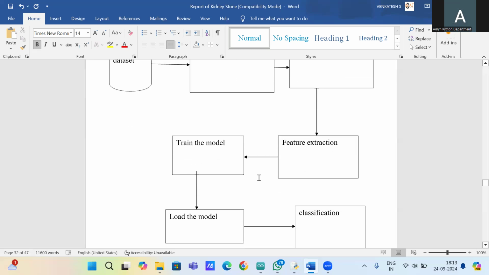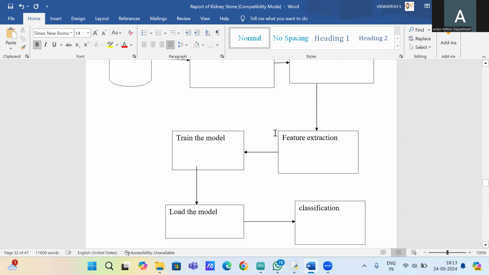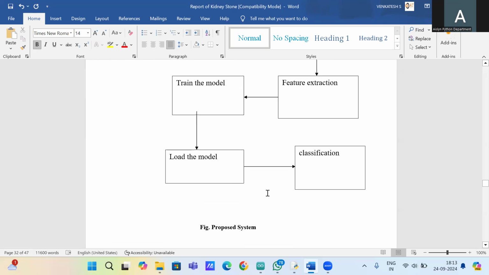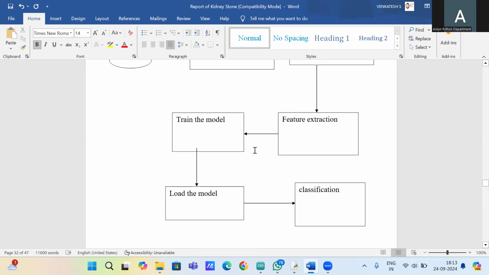And this is the train. After this feature extraction, the features will be trained by the model. After that, you will save the model and take that model to your testing code. With the testing code, you classify the image. So this is what is happening in your project.